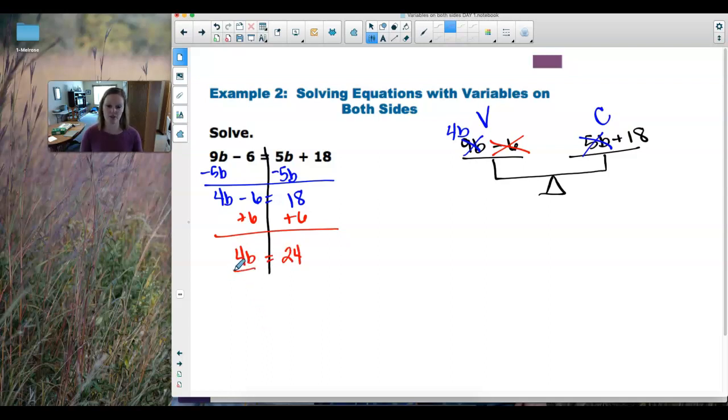And we finish by dividing by 4 because ultimately the goal of solving an equation is to get the variable by itself. 24 divided by 4 is 6. And there is your answer. Okay. All right, continuing on.